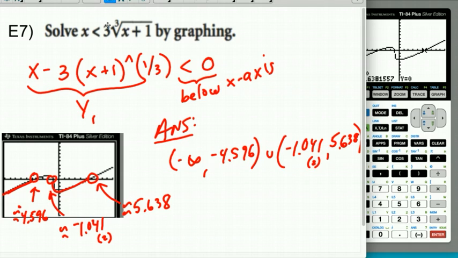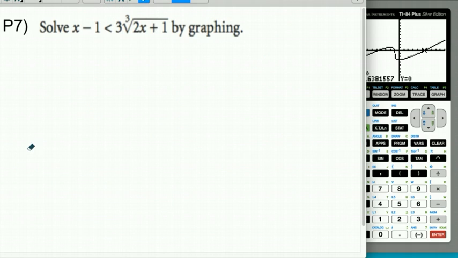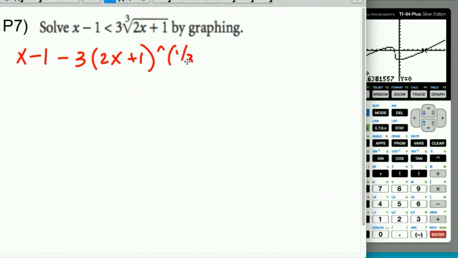Now you could also have done this as y1 and y2 and then physically look to see when this function is below this function, but I think that's much harder because then you have to pay attention to which function's which, and that's definitely more difficult. So I'm going to advocate for switching everything to one side. Again, I'm going to solve by graphing. Move everything to one side, so you're going to get x minus 1 minus 3 times the cube root of 2x plus 1. And you want when this thing is less than 0, so that's going to be below the x-axis. That's what you're looking for with your eyeballs.